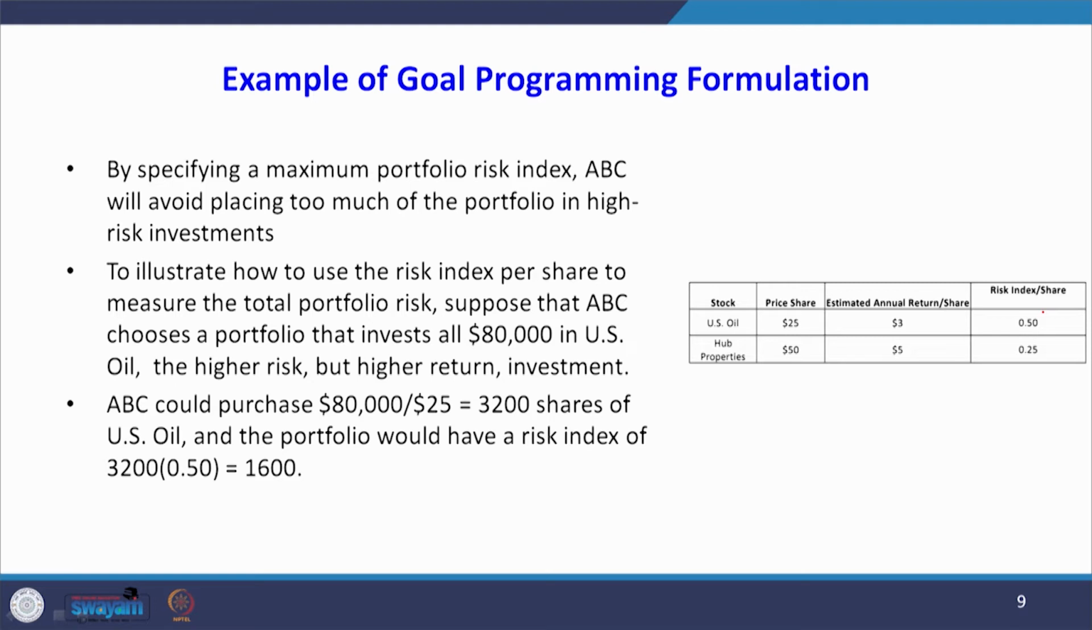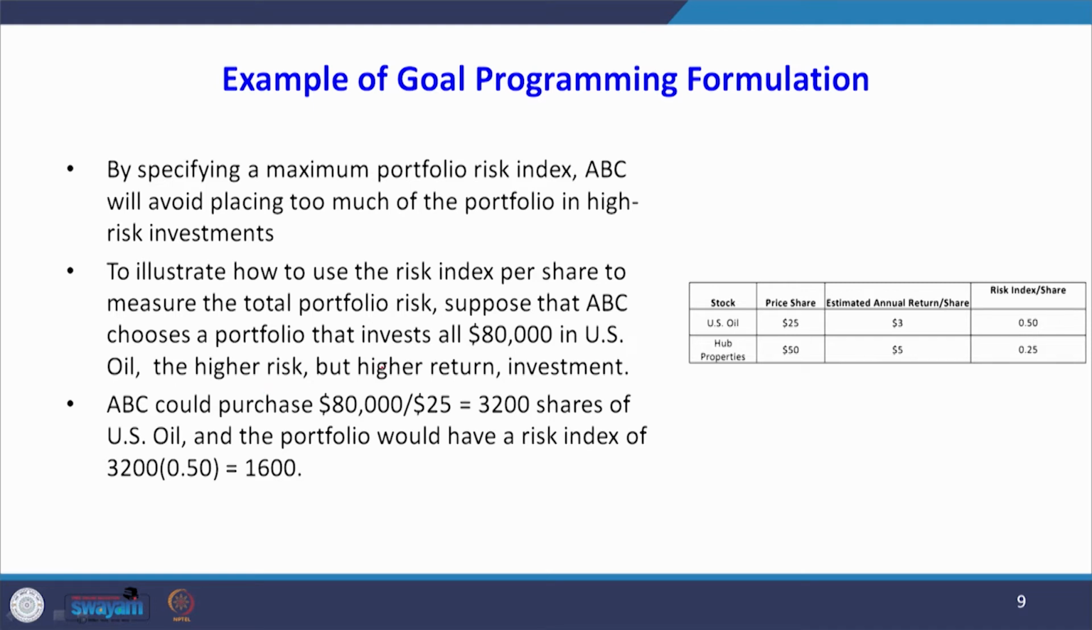Here that company will not go for investing all the money in US because that is having the higher risk. To illustrate how to use the risk index per share to measure the total portfolio risk, suppose that ABC chooses a portfolio that invests all $80,000 in US Oil, the higher risk but higher return investment.